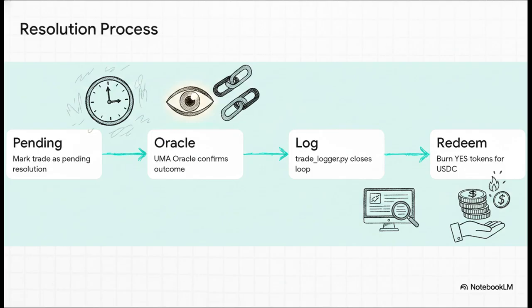Next, a background cron job periodically verifies that win on-chain. And once it's verified, the bot submits a redemption transaction on the Polygon network, burning those winning tokens and funneling actual USDC stablecoin right back into its wallet.